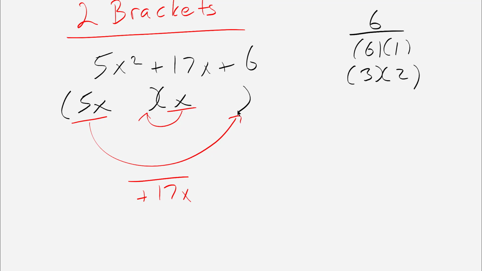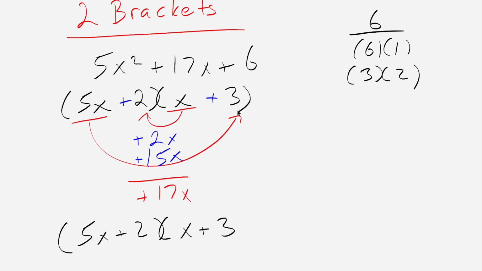So as you get better at this, you can do the trial and error in your head. What I'm going to do here is put the 3 here and the 2 here. As you can see, 5x times 3, that's 15x. 2 times x, that's 2x. And adding those, you're going to get your plus 17x. So these must all be pluses. So our final answer, 5x plus 2, bracket, x plus 3.